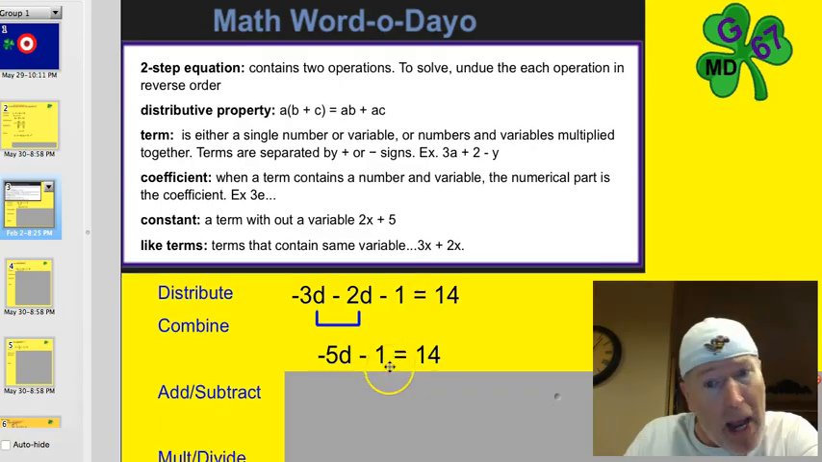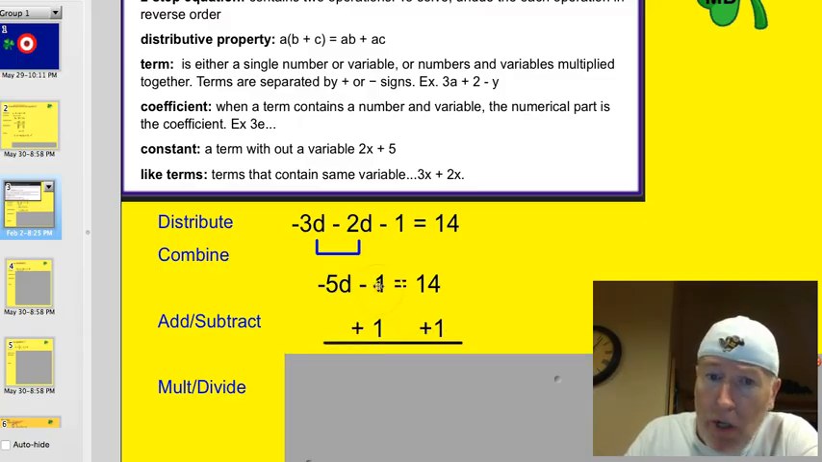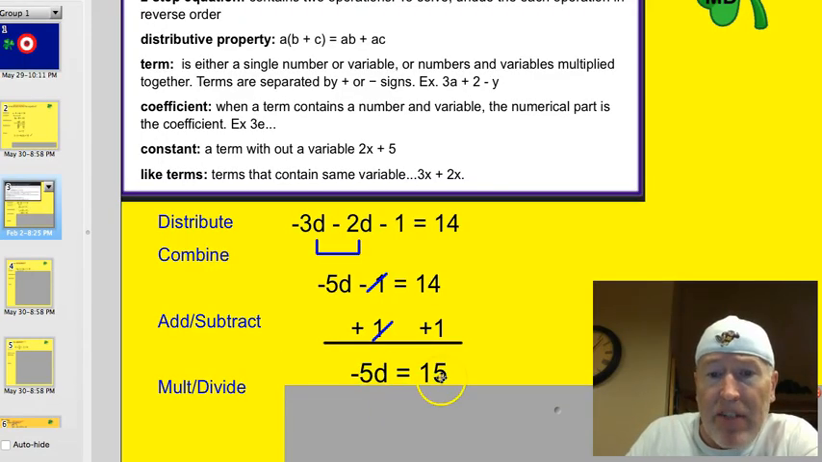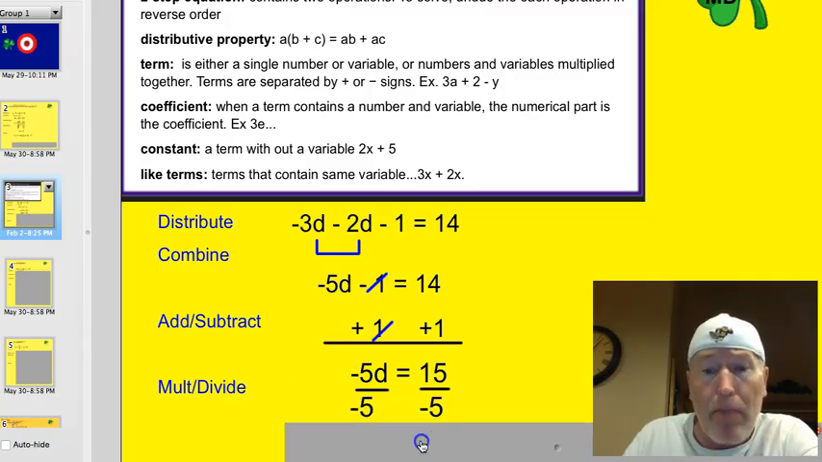Now we're looking, can we add or subtract to simplify? Sure. We can add 1 and get rid of this 1 on this side, but we have to add to both sides. So we add 1 to this side and add 1 to that side. These 1's will cross off because it's a minus 1 and a plus 1. We're left with minus 5d equals 15. Now it's a multiplication equation, and we're going to go ahead and undo that multiplication by division.